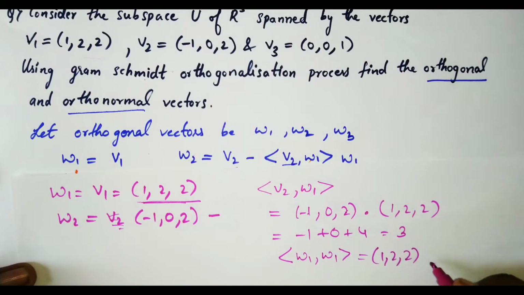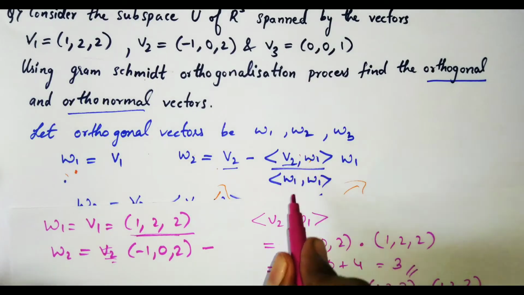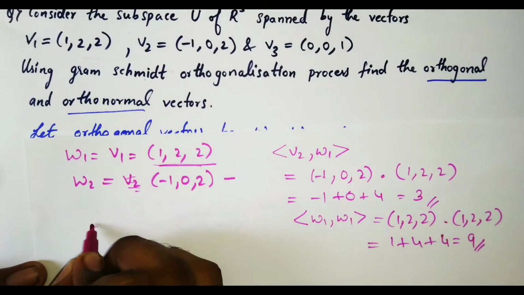(1, 2, 2) dot product with (1, 2, 2), which is equal to 1 into 1, 1, plus 2 into 2, 4, plus 2 into 2, 4, which is equal to 9. So we have these two values, you just have to substitute over here. Okay, so our equation becomes what?